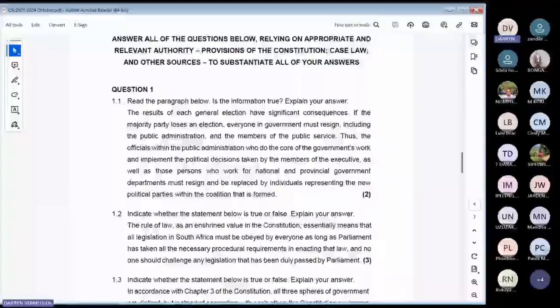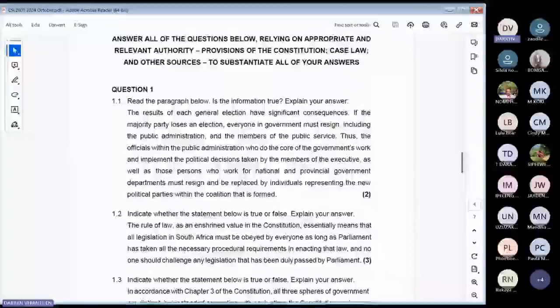So now we have to say, is this a true statement or a false statement? And then we have to explain why it's true or false. Now, obviously, for the purposes of the exam prep, I'm not expecting everyone to be able to quote sections and case law and things like that.